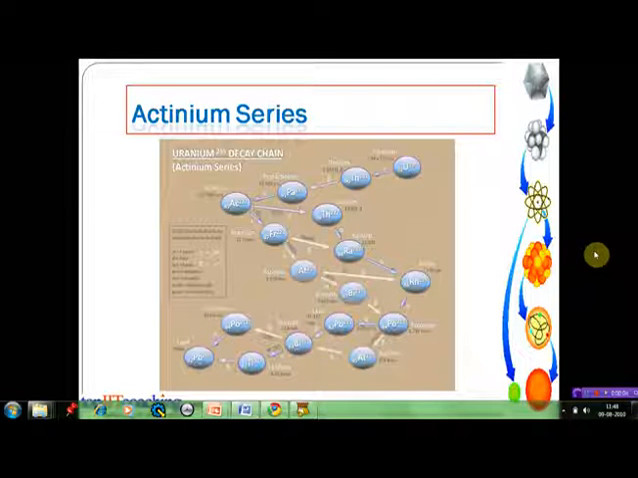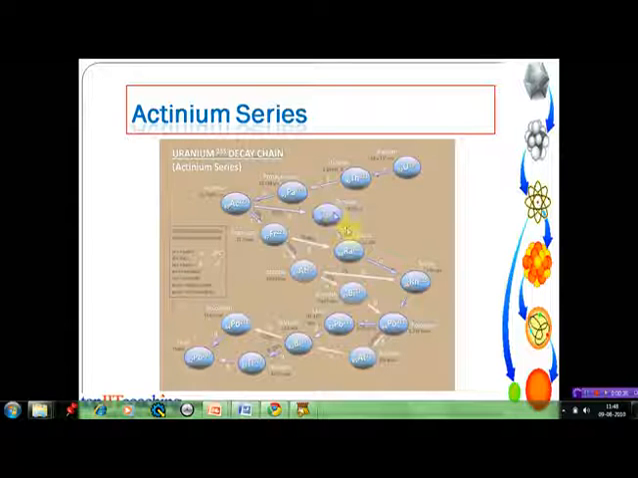The last natural series is the Actinium Series. Uranium-235 is the starting isotope. It emits an alpha particle forming thorium-231, which emits a beta particle getting converted into protactinium-231. It again emits an alpha particle forming actinium-227, which then either forms thorium-227 or a small amount of it may form francium-223. Let's consider this route since a major percentage, that is more than 98%, forms thorium-227.